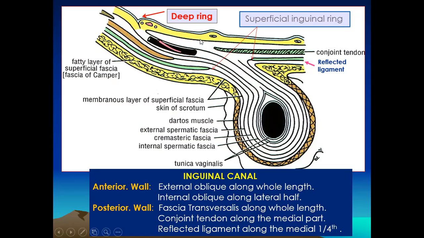The posterior wall is formed by the fascia transversalis. So here you can see this is the fascia transversalis, where we have the deep inguinal ring along the lateral part, as well as the conjoint tendon along the medial part. Later we'll see what the conjoint tendon is. So here is the conjoint tendon, which will form the medial wall, and the reflected ligament along the medial 1/4.